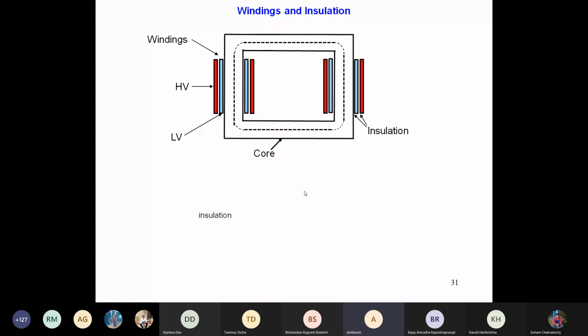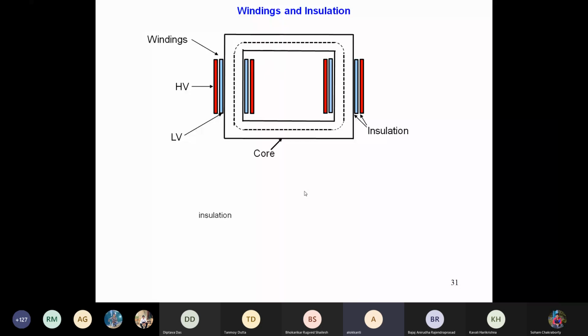And in practice, they will actually be in the form of coils, in the form of a spring, if you can imagine a coil. So basically what will happen is one spring will go inside the other and resemble like this.